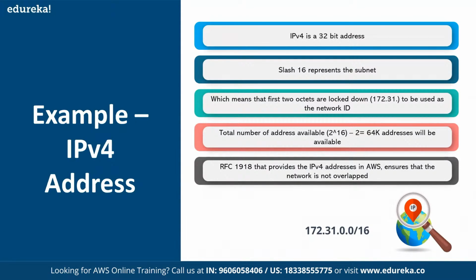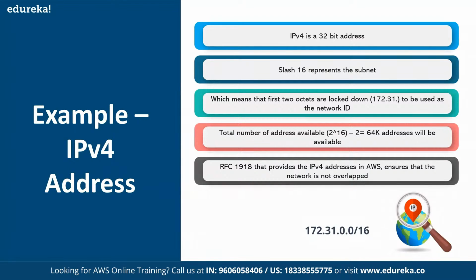So they had IPv4 addresses. IPv4 is a 32-bit address. /16 represents a subnet mask, as we know. Which means that the first 2 octets are locked down to be used as a network ID, and the other octets are for the host ID. The total number of available addresses is 2^16, that is 64K addresses will be available for usage.